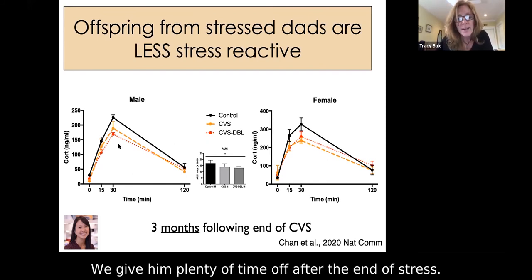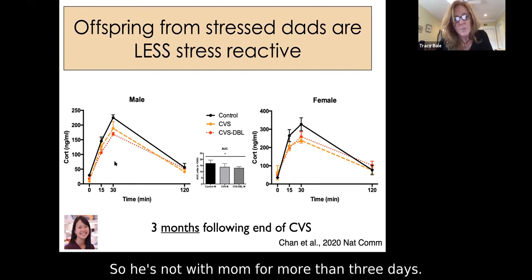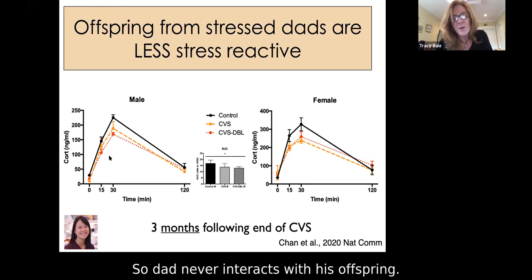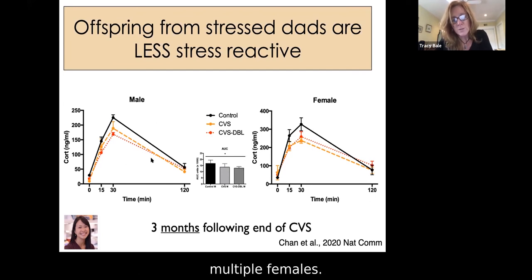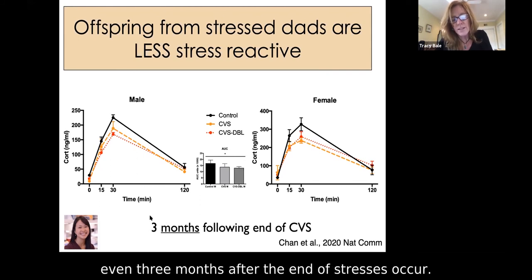We give him plenty of time off after the end of stress, and then we quickly breed him so he's not with mom for more than 3 days. And then we look at the developing offspring. So dad never interacts with his offspring. And this effect is long lasting. So he can produce it with multiple litters, multiple females. He can produce this effect on offspring even 3 months after the end of stress has occurred.